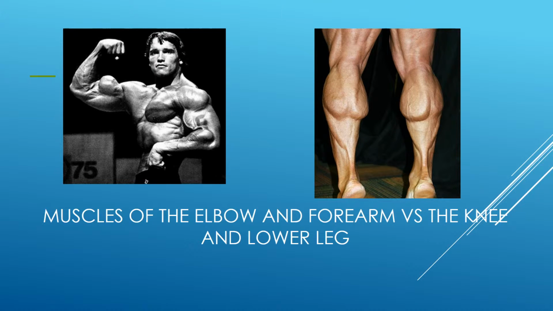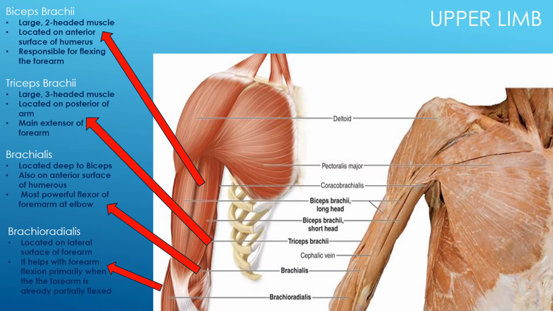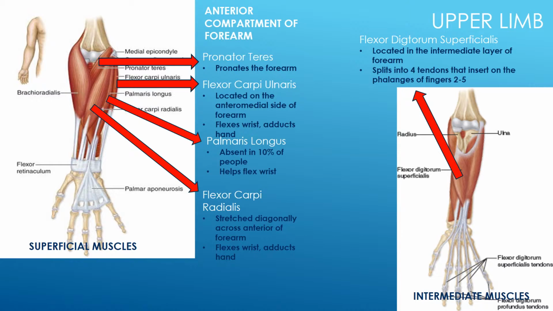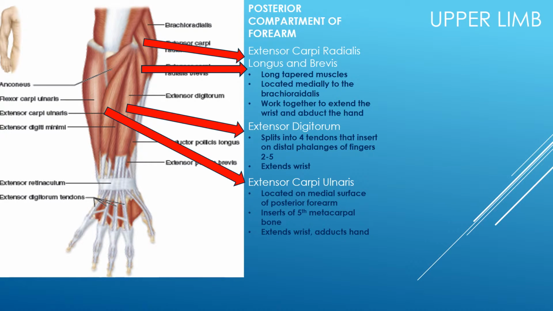Next, we'll compare muscles of the elbow and the forearm versus muscles in the knee and the lower leg. The biceps, triceps, brachialis, and brachioradialis are responsible for flexing and extending the forearm. Anteriorly, the forearm contains pronators and flexors to flex the wrist and the hand, as well as tendons to move the phalanges of the hand. Posteriorly, the forearm contains extensors, which extend the wrist and the hand.